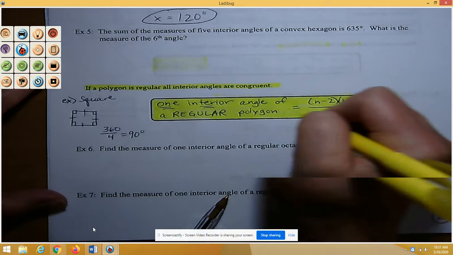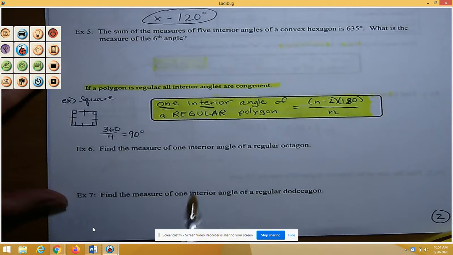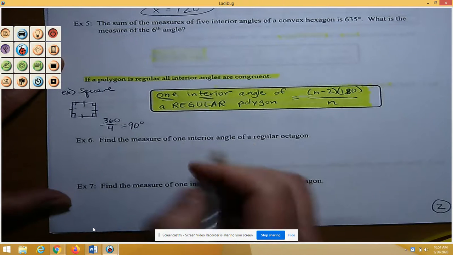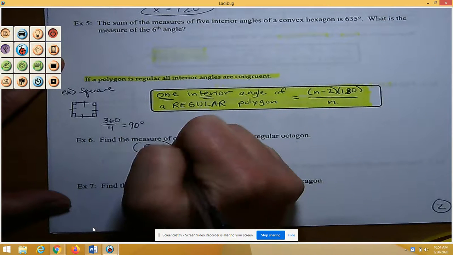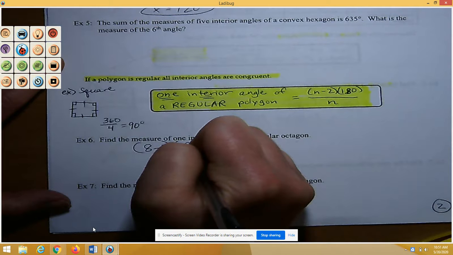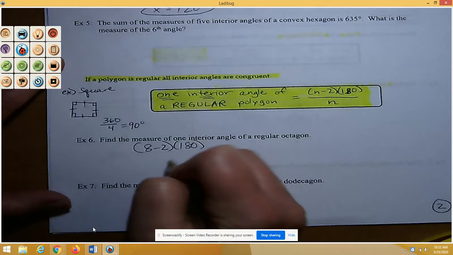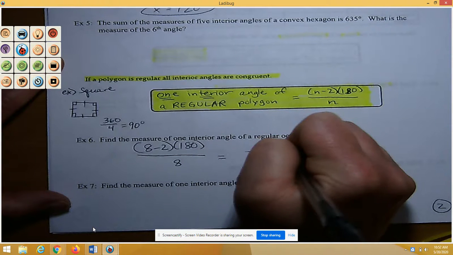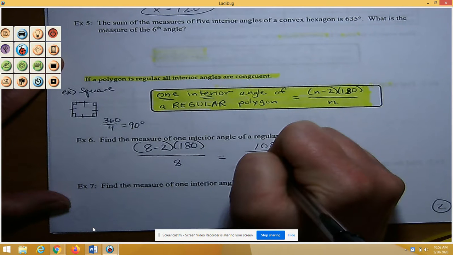The measure of one interior angle of a regular octagon. All right, well, we just did an octagon a few times, but just in case you forgot, 8 minus 2 times 180. We're now going to divide by the number of sides. So the sum of the interior angles of the octagon is going to be 1080.